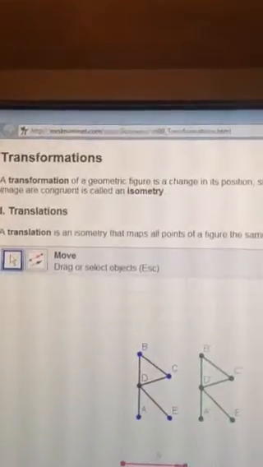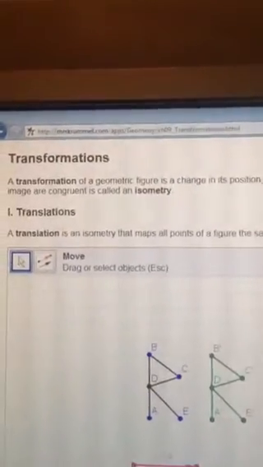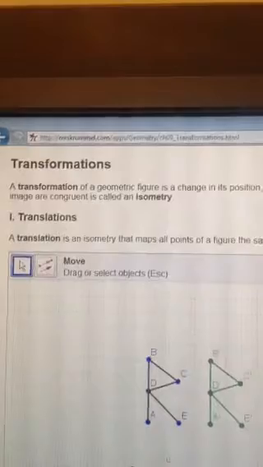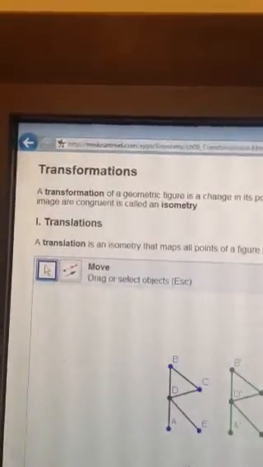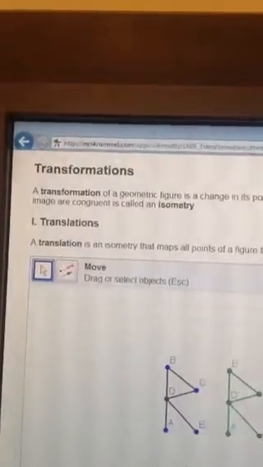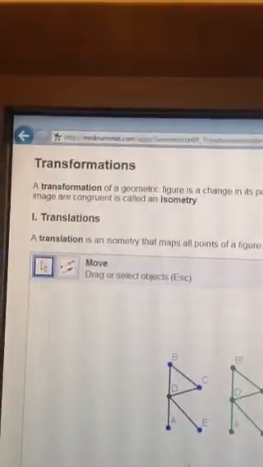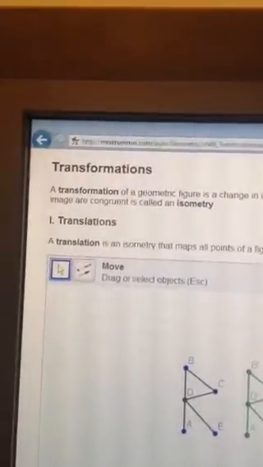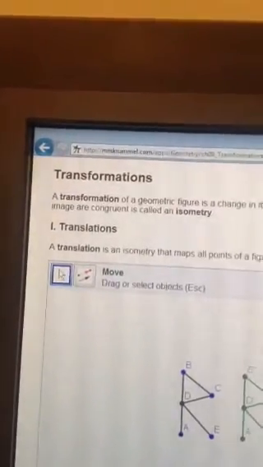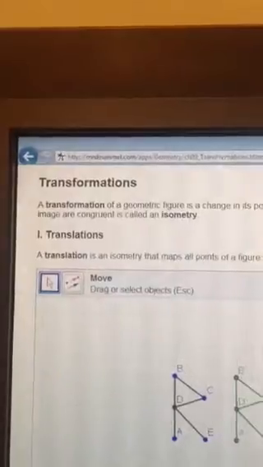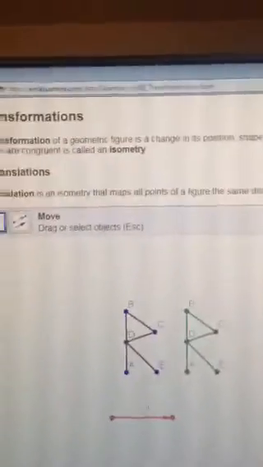I'm going to use GeoGebra to explain the difference between three types of transformations. A transformation is when a geometric figure changes position, shape, or size. There are three types of transformations: translations, reflections, and rotations, where the image, the transformed image, is congruent to the pre-image. The first of those is a translation.